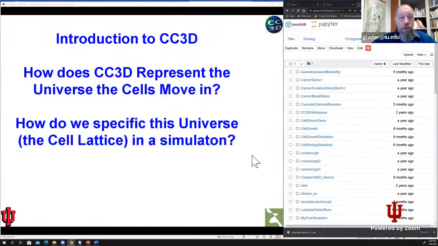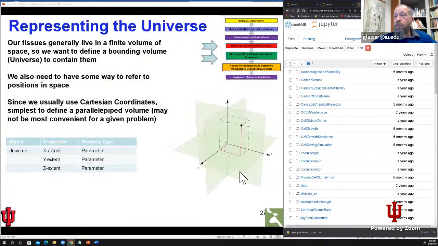So the first thing we have to think about is how CompuCell represents space. And the way CompuCell represents space is on a lattice. So essentially, it's like a video camera pointed at something. Each pixel in the video camera corresponds to one region of space that's being modeled. If we think about the universe more generally, you can imagine in a two-dimensional universe, you have an x-coordinate and a y-coordinate, and there's some extent, the size of the region that you're going to be modeling.